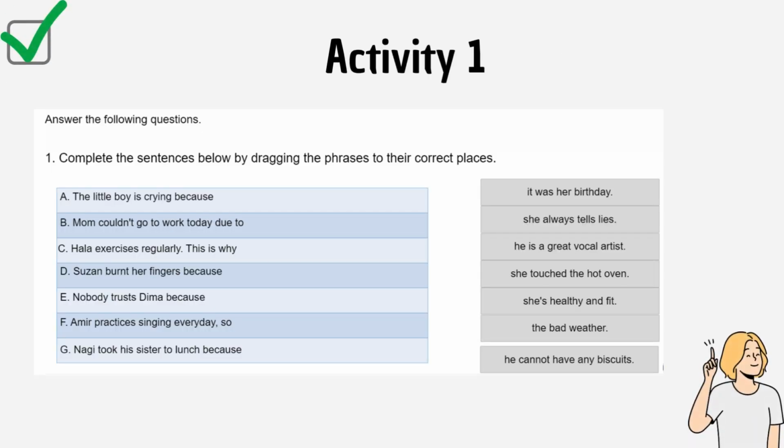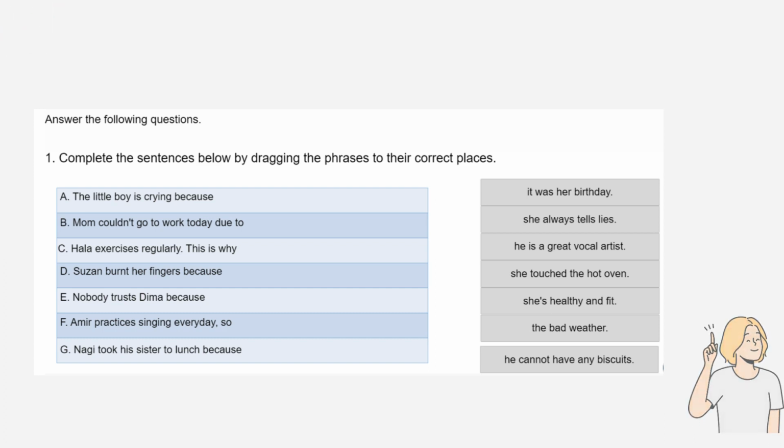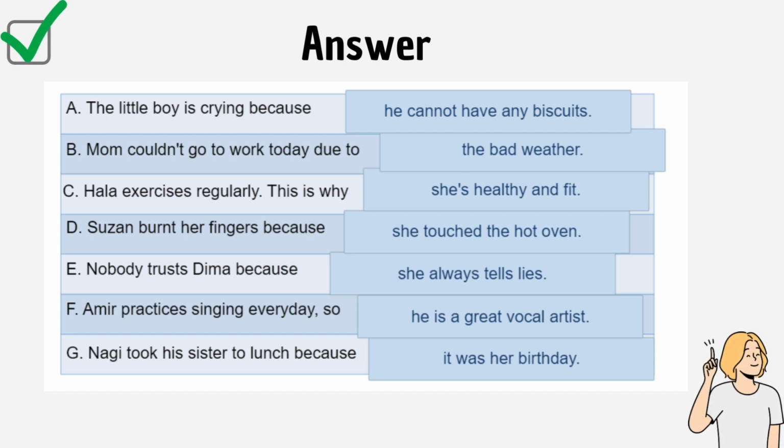Activity 1. Answer the following questions. Complete the sentences below by dragging the phrases to their correct places. A. The little boy is crying because. B. Mom couldn't go to work today due to. C. Hala exercises regularly. This is why. D. Susan burnt her fingers because. E. Nobody trusts Dima because. F. Amira practices singing every day, so. G. Nagi took his sister to lunch because. Look at the answer.